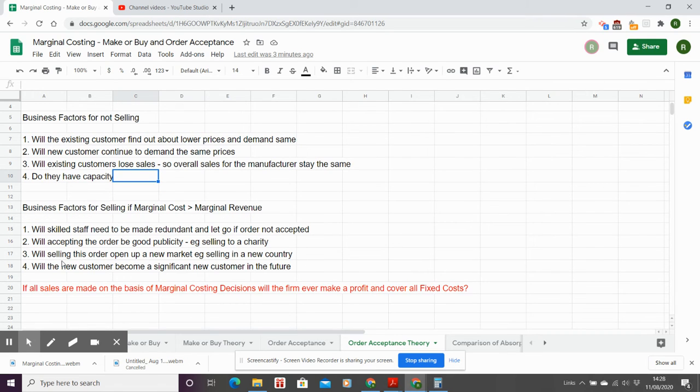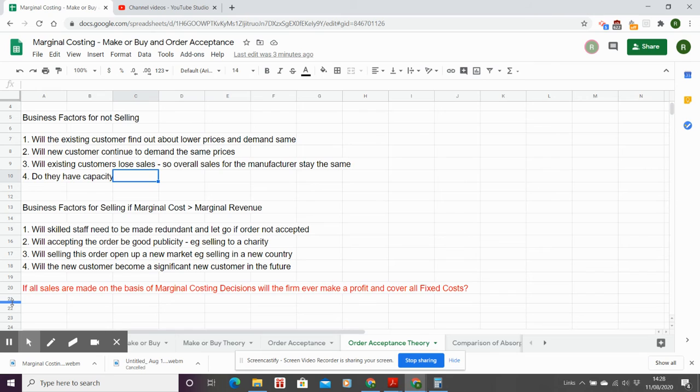Occasionally, businesses might consider doing a sale where the marginal cost is greater than the marginal revenue. So, for example, if you've got a shortage of orders and you might need to lose some important skilled staff if you don't get some orders to cover you through a period perhaps of recession, then the business might be prepared to continue with an order even though they are making a loss on it, because it's difficult to recruit and train the staff.